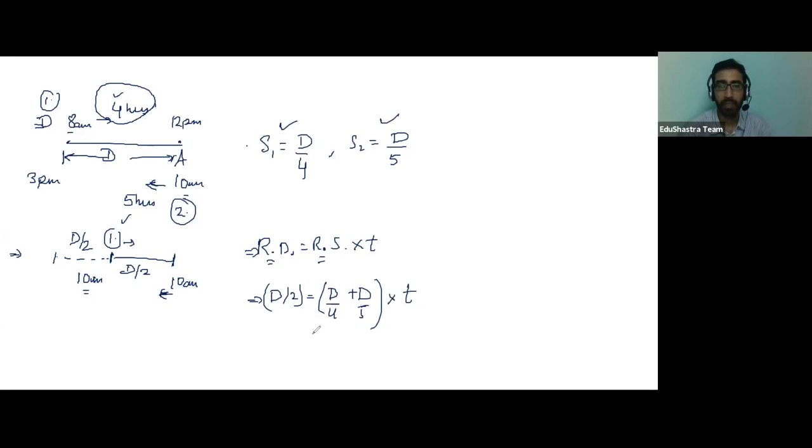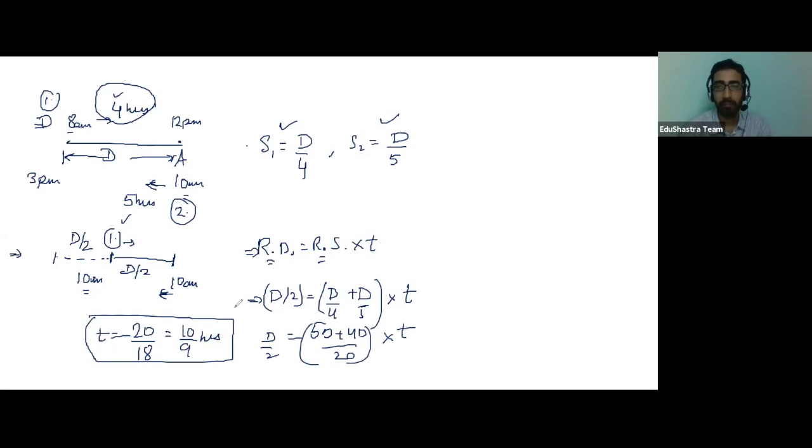And thus time you can immediately calculate. This is D by 2 equals D by 4 plus D by 5, simplify, take the LCM of 20 and solve it. This becomes (5D plus 4D) by 20 into T. D is obviously going to cancel. We've discussed that before. And if you solve this, you will get your answer as 20 by 18, which is obviously also 10 by 9 hours. T is the common time for which both trains are running and moving towards each other, is 10 by 9. It's more than 1 hour after 10 a.m.